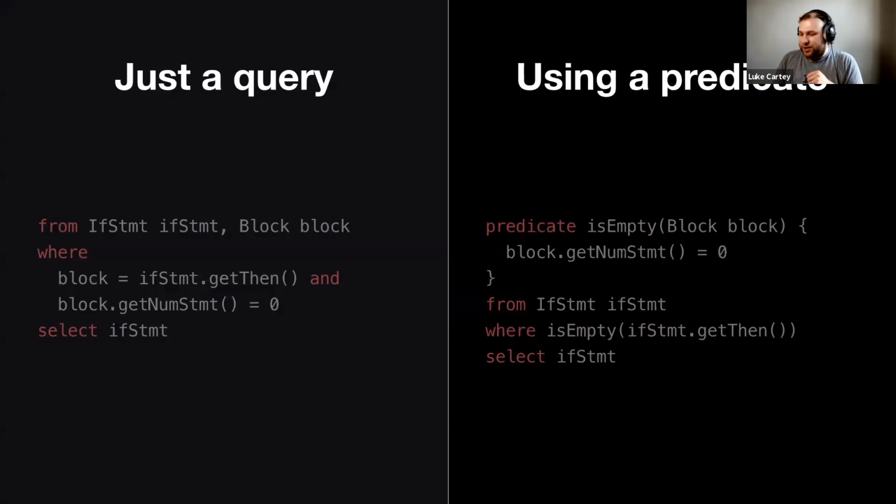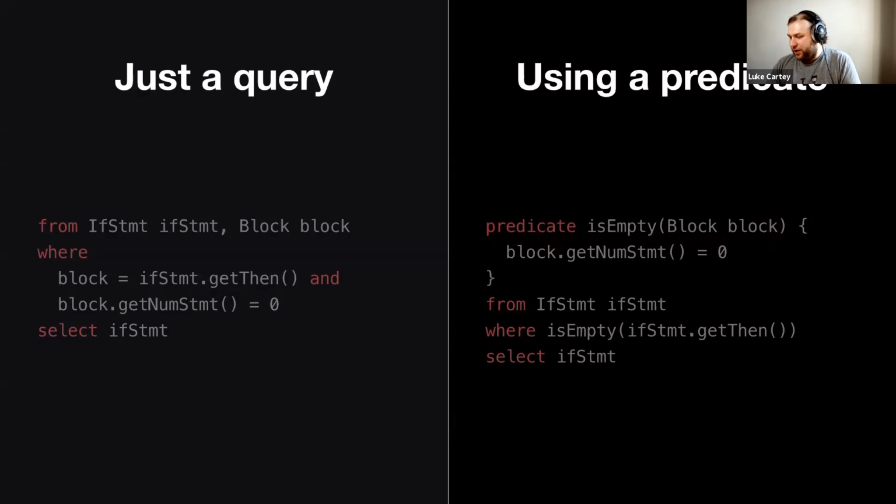So here's an example. We have the query that we had on the previous page, and what we might want to do is write multiple queries that need to identify empty blocks in the program. We can do this by introducing a predicate which identifies the set of empty blocks. This is done by using the predicate keyword, then providing a name for our predicate so that we can reuse it, and then a series of variable declarations that's similar to the from part of a from-where-select.